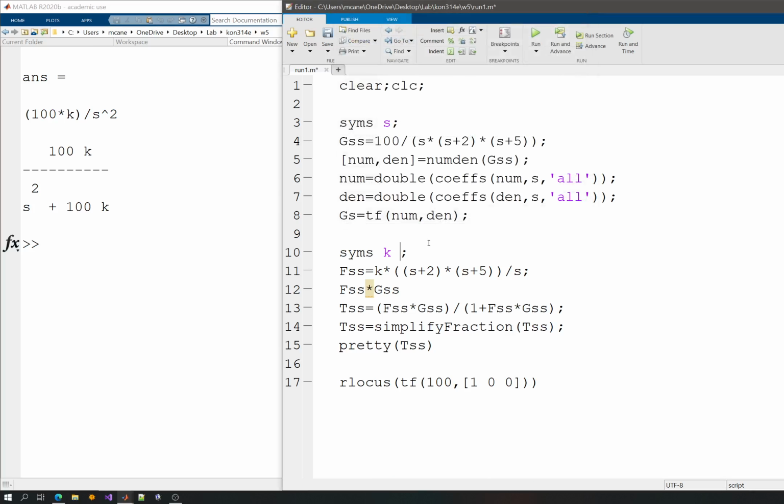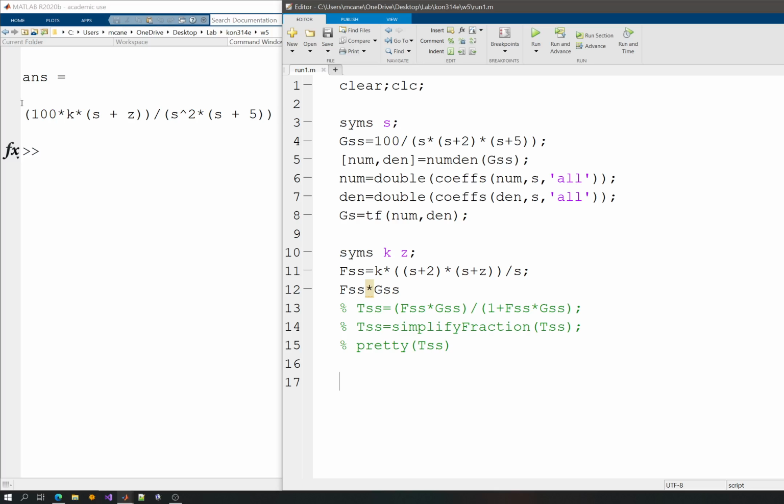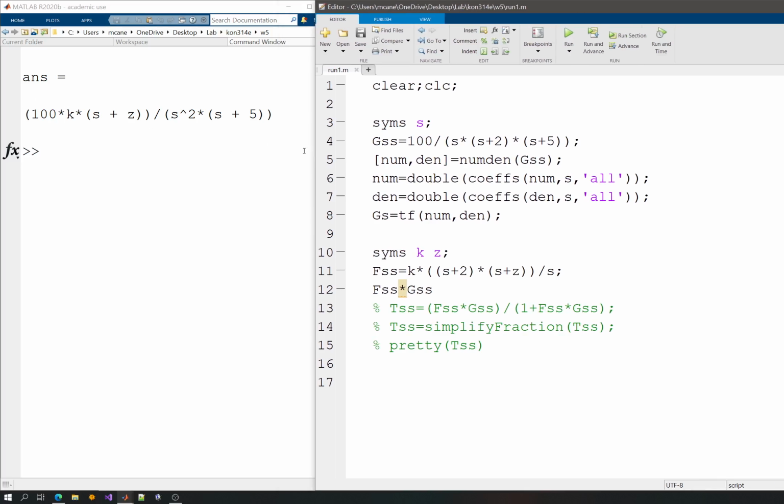So maybe I'm too greedy, so I am going to say that I have 1 zero left, and I'm just choosing at the moment randomly, and I say that this will not be anymore at 5. It can be variable, so it can change. So basically what I'm going to see will be the following. First of all, I'm looking at F(s) G(s), and you can see that I have a 100k times s plus z divided by s squared times s plus 5.